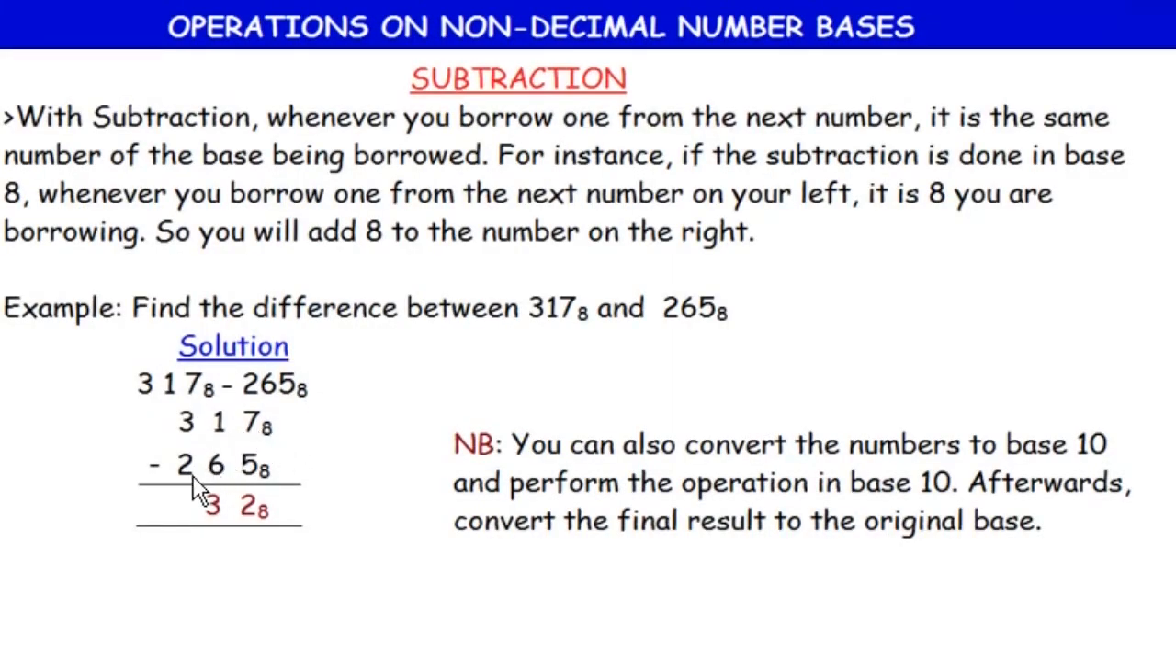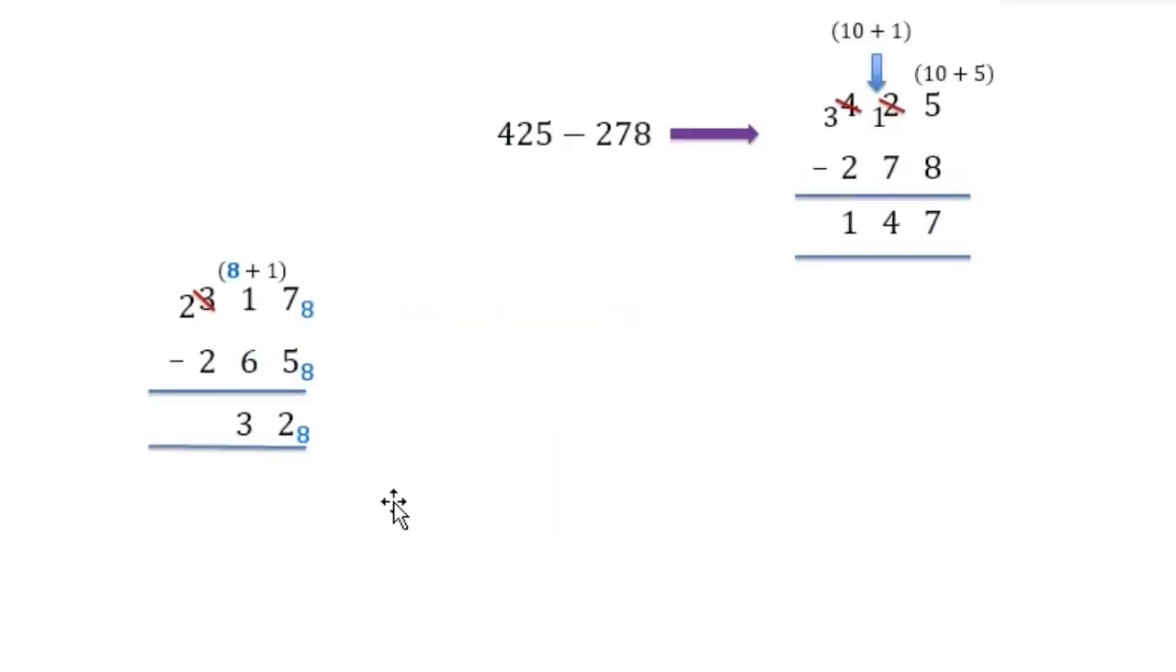So 317 base 8 minus 265 base 8 is equal to 32 base 8, right? Here too, you can decide to convert the 317 base 8 and then the 265 base 8 to base 10, and then you subtract them in base 10. Afterwards, you convert the difference to what? To base 8, and you still arrive at 32 base 8, right? So you can try that one on your own. So that is the basic principle that is used under subtraction of numbers in non-decimal basis.